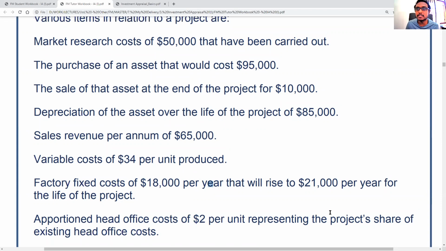Apportioned head office cost of $2 per unit. This is not relevant, because it's an existing fixed cost that has been apportioned. Overhead absorption and apportionment. Remember, you come up with some basis to just spread the cost. That's what you call an apportioned overhead. But ideally, the total cost doesn't change. They have to specifically tell us that something is going to change because of this project. If not, it's not relevant. So apportioned costs are not relevant if they are simply apportioned. Apportioned, allocated, reapportioned, none of those are relevant.